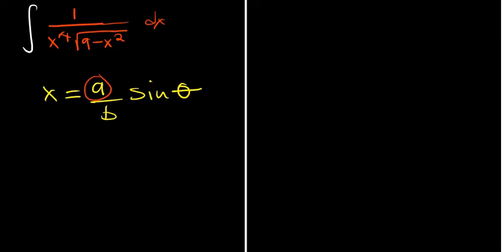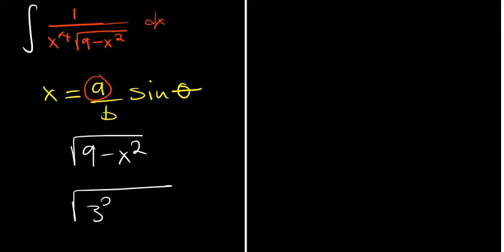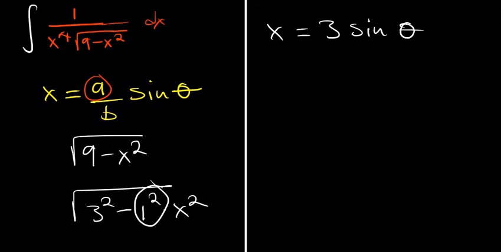So if we write our radical, 9 minus x squared, in the form of squares, we're going to have 3 squared minus, since we don't have a coefficient, we just put 1 squared on the x part. So x becomes, our a is the one away from the function, so it's 3 in this case, and our b is the one attached to the function, which is just a 1 in this case. So this becomes our value of x for this substitution.